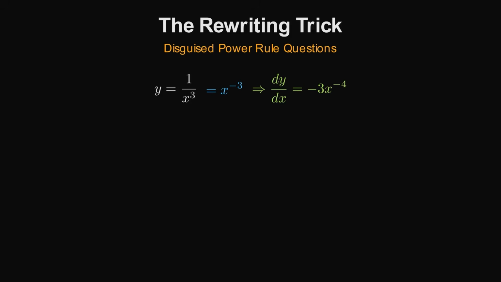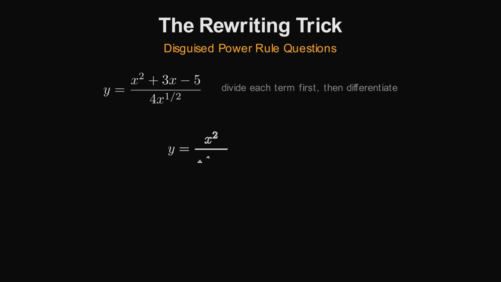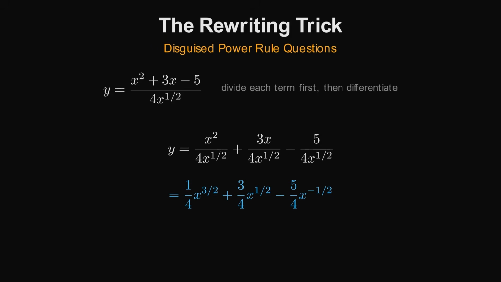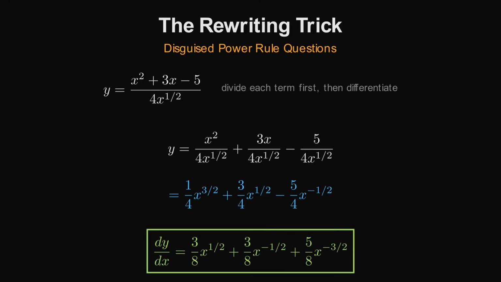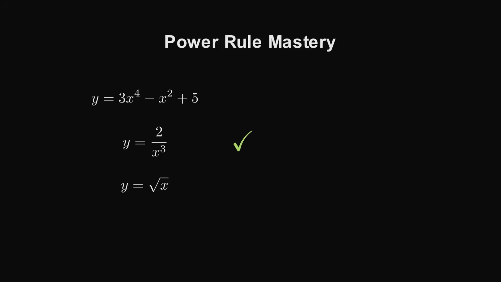Meanwhile, if we have y is equal to root x, that's going to give us x to the half, which means that dy by dx is going to equal a half x to the power of negative a half. Lastly, for y is equal to x squared plus 3x minus 5 over 4x to the half, we're going to divide each term first and then differentiate. Okay, so what we get from that is dy by dx is equal to 3 over 8 x to the half plus 3 over 8 x to the minus a half plus 5 over 8 x to the negative 3 over 2. Alright, so now we can differentiate any polynomial or rational expression using just the power rule.